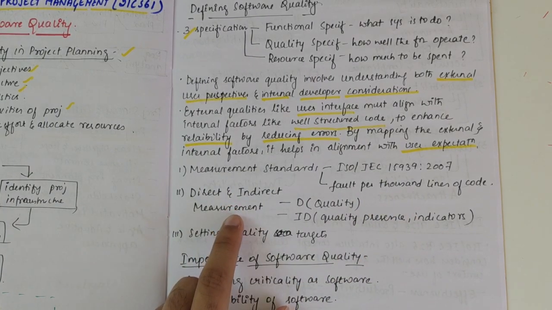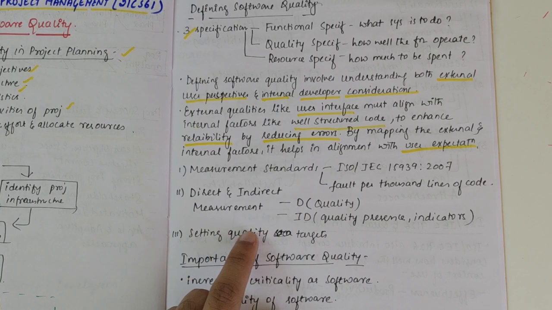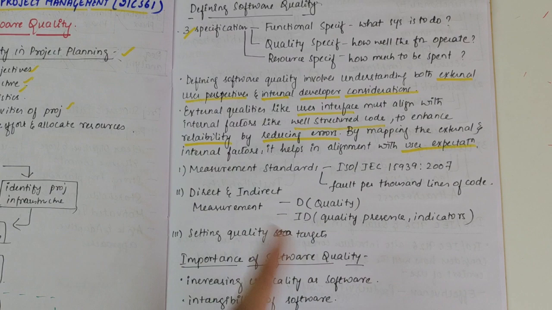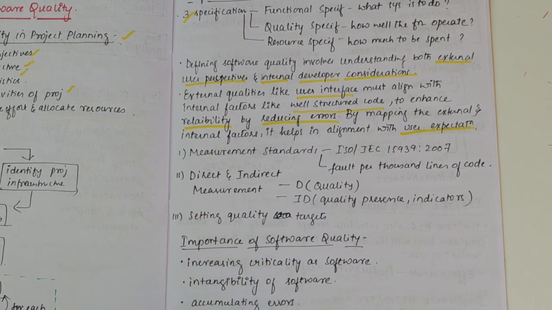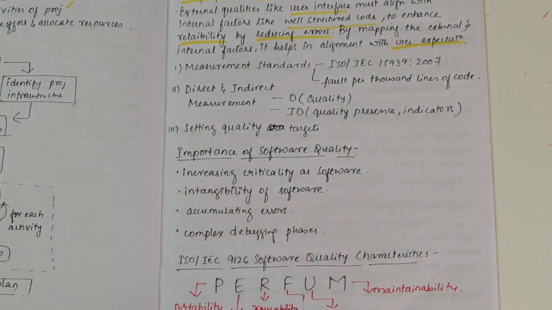Then we have direct and indirect measurement. Direct means you directly measure the quality itself. Indirect means you make use of indicators which depict the presence of quality. Then we have setting the quality targets. By setting quality targets, we can specify what measurements and improvements we want, and all these things should align with the goals or the user expectations. So this was about defining software quality. Next we have the importance of software quality. Why is software quality important?